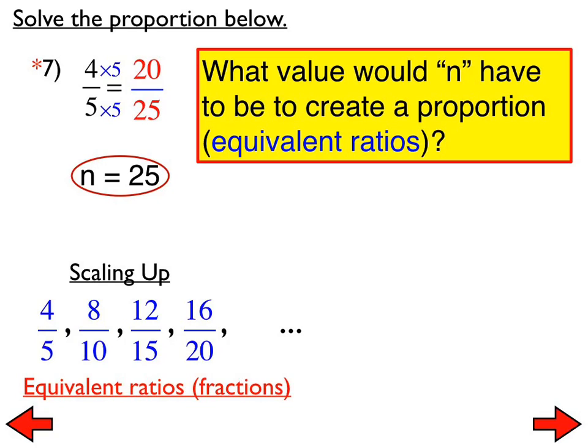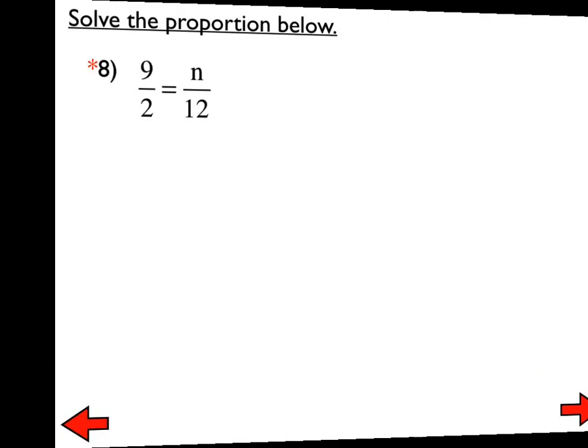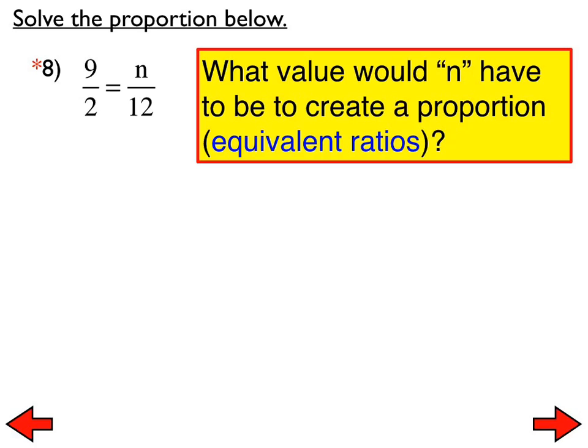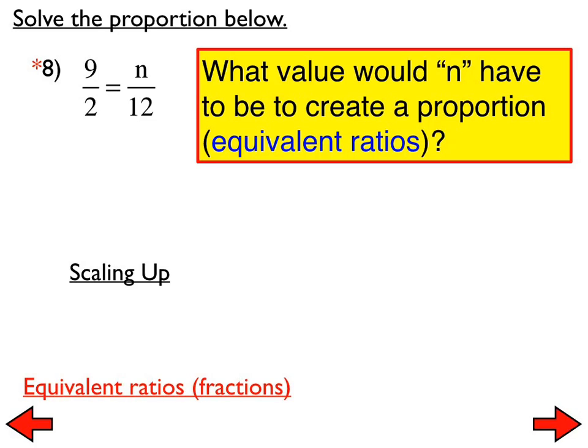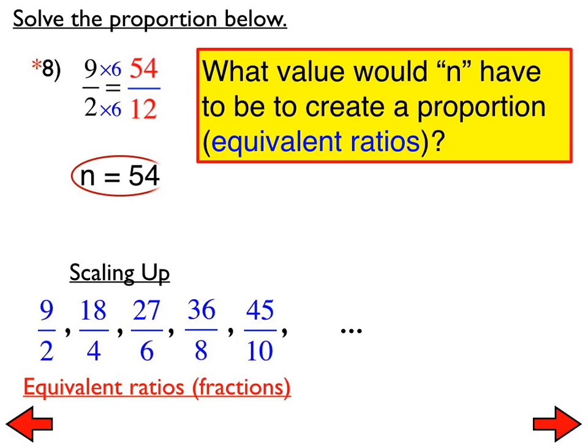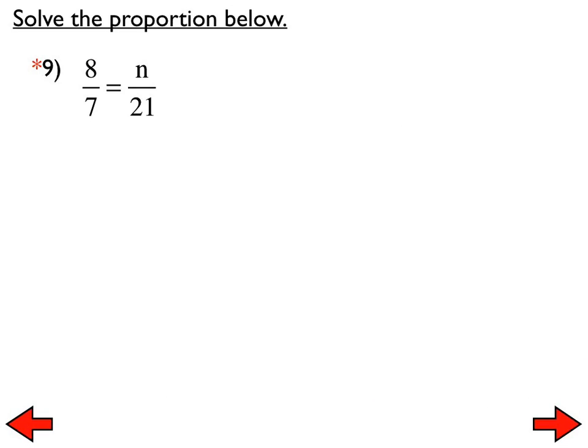All right, let's go to the back side of the note. Number 8, this is the proportion we start off with. We're trying to figure out what value we could input for n to create equivalent ratios, or in other words, a proportion. You could do this by scaling up. And I'm saying scaling up because the ratio we're given is smaller, not in value, but the numbers are smaller than the ratio that we are given on the right-hand side. So we scale up, or we could just multiply top and bottom by 6, but regardless of that, n is equal to 54. Number 9, same idea.